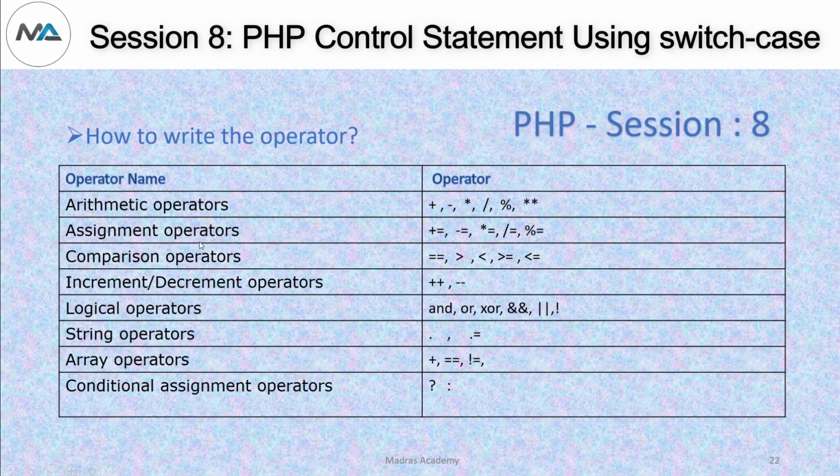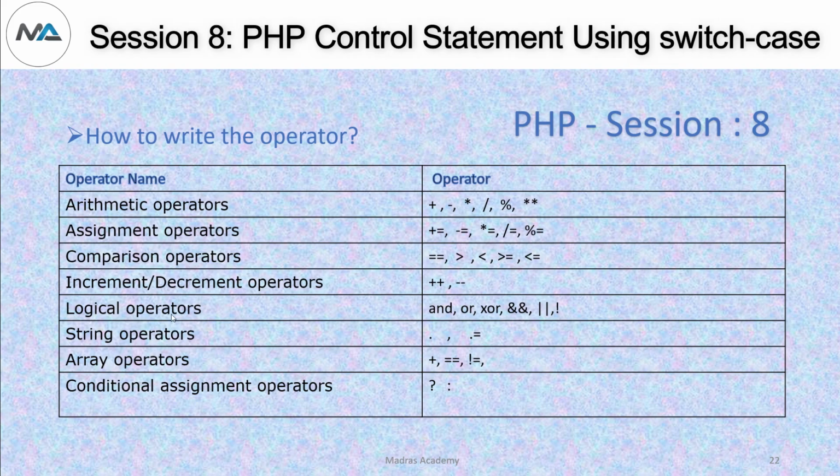In the next session we are going to learn about the increment and decrement operators, that is, unary operators. We'll see how to write the code using plus plus and minus minus, as well as the assignment operators. Among the arithmetic operators we have plus equal to, minus equal to, multiply equal to, divide equal to, and modulus equal to. So these are all the operators we have.